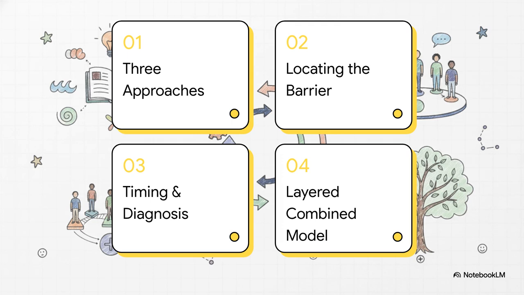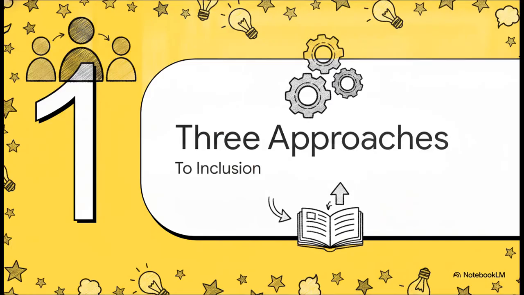So, here is our roadmap for today. 1. 3 approaches to inclusion. 2. Locating the learning barrier. 3. Timing, focus, and diagnosis. And finally, 4. A layered combined model. Okay, let's jump right into section 1, 3 approaches to inclusion.